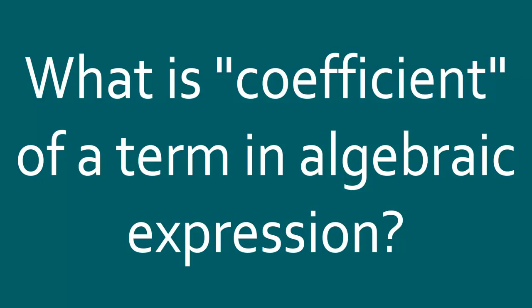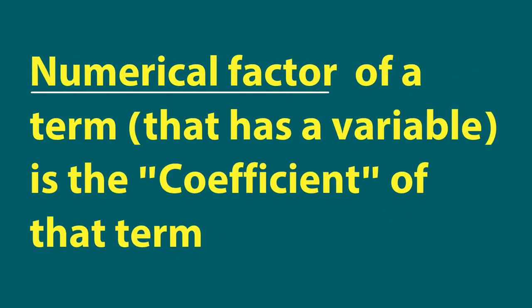What is the coefficient of a term in an algebraic expression? Let's find out. The numerical factor of a term that has a variable is known as the coefficient of that term. So whenever we have an algebraic expression, we know that it consists of multiple terms, one or many terms.